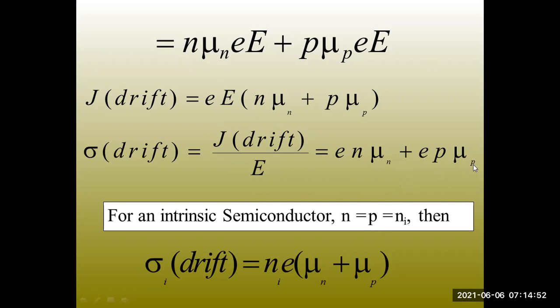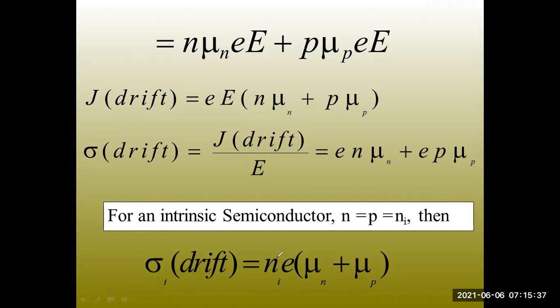Now this can also be written as e n mu e plus e p mu h. Why are we writing h instead of p? You can write p or h, it means we are talking about the mobility of the holes, and mu e is the mobility of electrons. So now we have very clear information regarding the current density. Our basic equation for an intrinsic semiconductor: J drift is equal to sigma E drift, which is equal to n i e into mu e plus mu h, or else mu n plus mu h. Now we replace this n i value, which we already got.